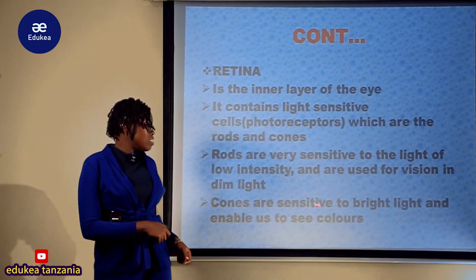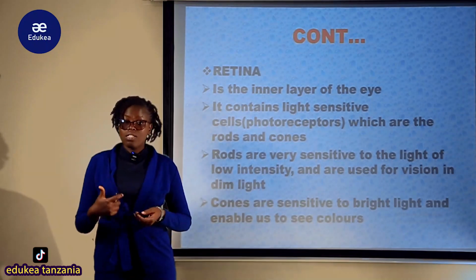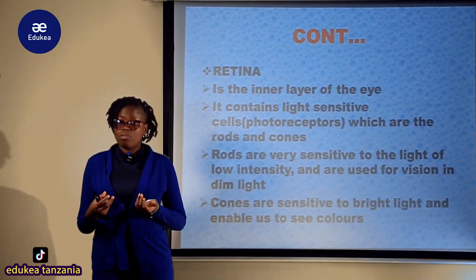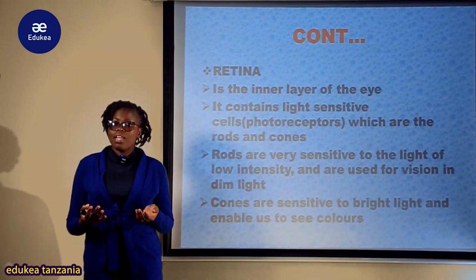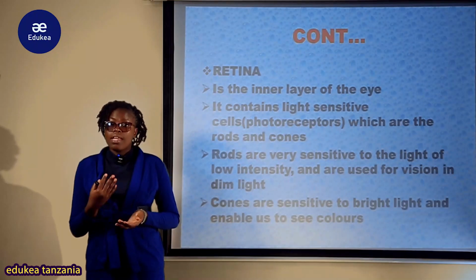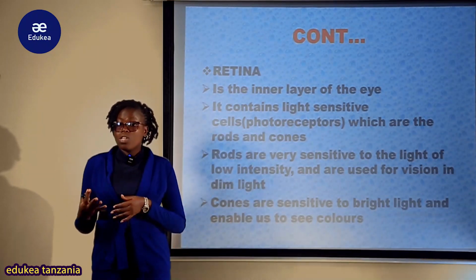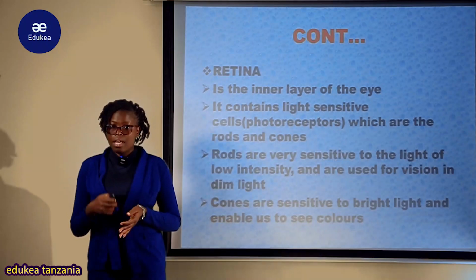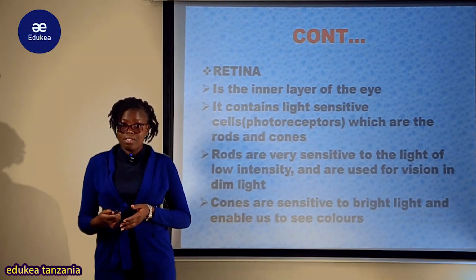Lakini cones are sensitive to bright light and are able to see colors. Kwa cones zenyewe ni katika bright light, kwa mfano wakati wa mchana for these diurnals, kwa mfano sisi binadamu, wakati wa mchana ndio tunakuwa active, tunaweza kuona sababu tuna high concentration of cones. Na vile vile inasaidia kuweza kudifferentiate na kuona rangi. Hapa ni kazi ya cones katika inner layer of the eyes ambayo ni retina.